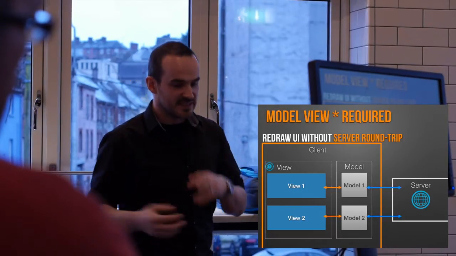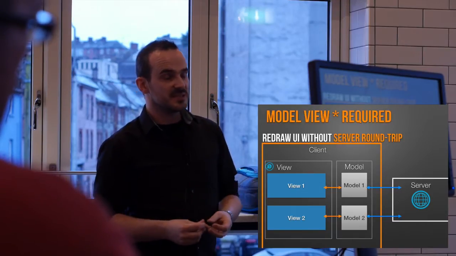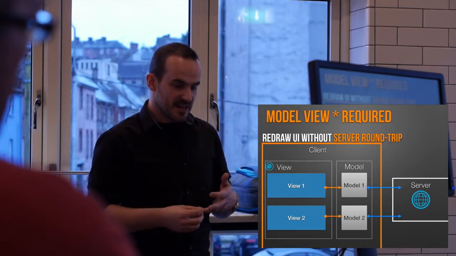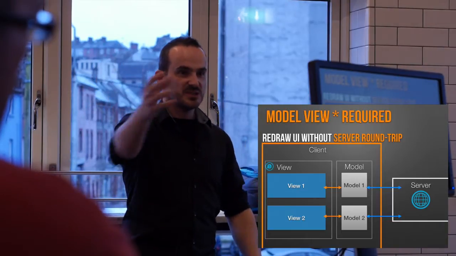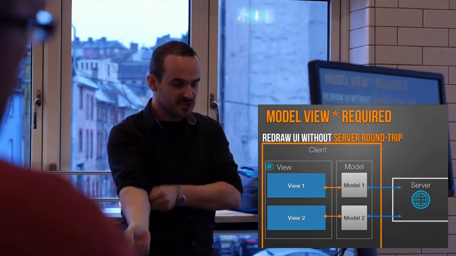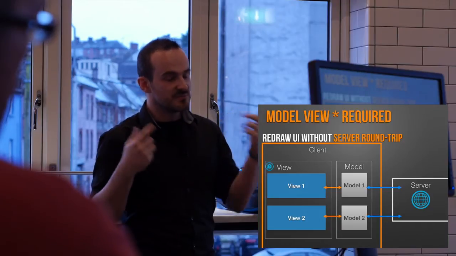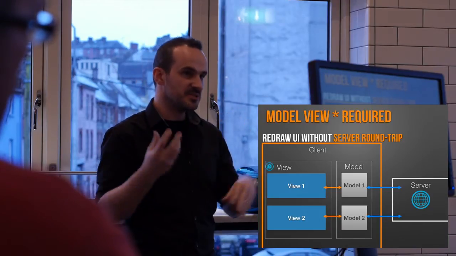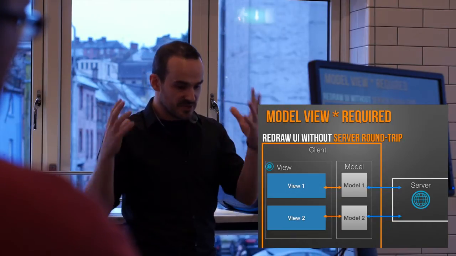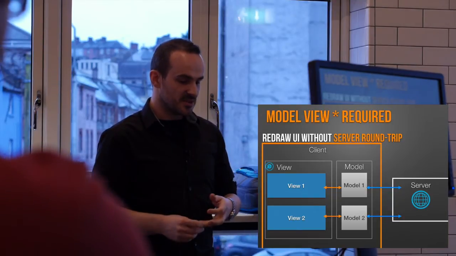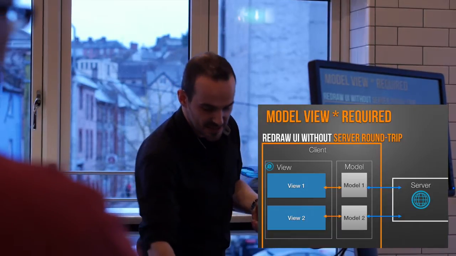For any single page web application, you're going to need model view something, so that you can redraw the entire user interface without needing a server round trip. And this example here that I've got, if you can see it, has a page with two views. So just imagine two sections of a page. Each section is represented by a model, and each of those models, which may represent two different things, are connected to a server resource. So they're getting two different bits of data from the server. So the data layer becomes really, really important in any single page application.